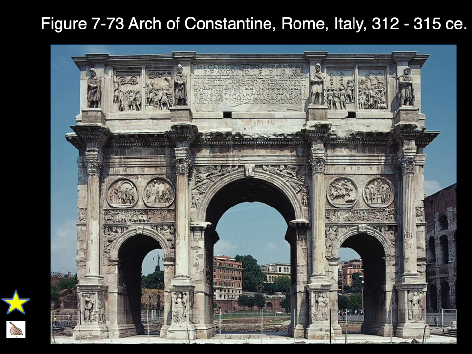Arch of Constantine, Rome, Italy, 312 to 315 CE. This arch is located next to the Colosseum to commemorate Constantine's defeat of the Roman Emperor Maxentius. Builders, however, took much of the sculptural decoration from earlier monuments of Trajan, Hadrian, and Marcus Aurelius, and all the columns and other architectural elements date to an earlier era.